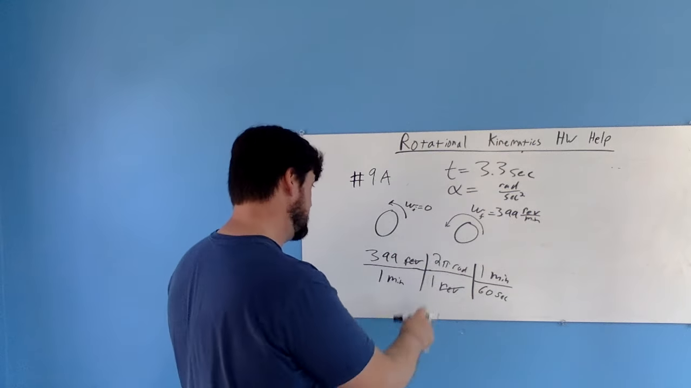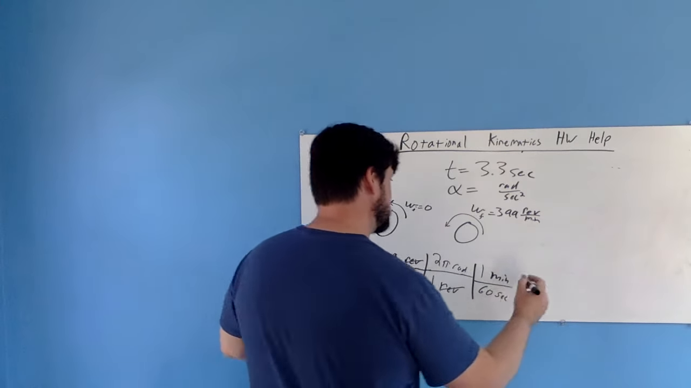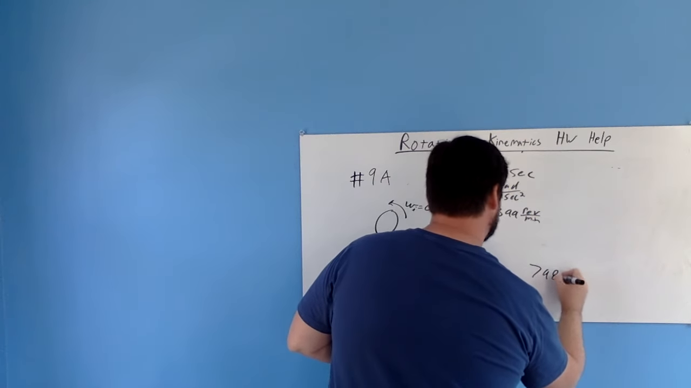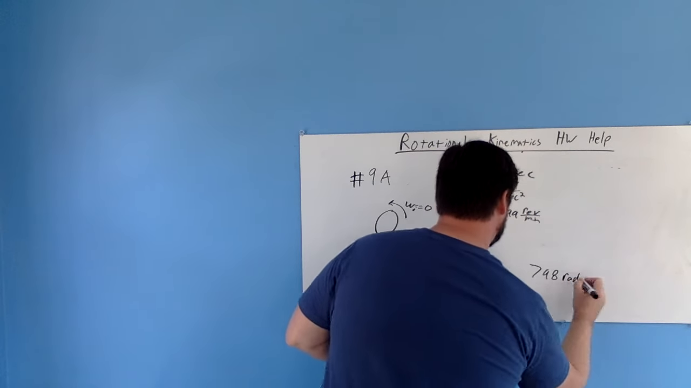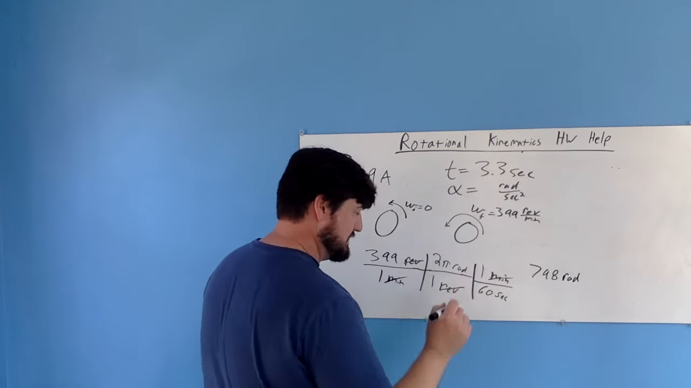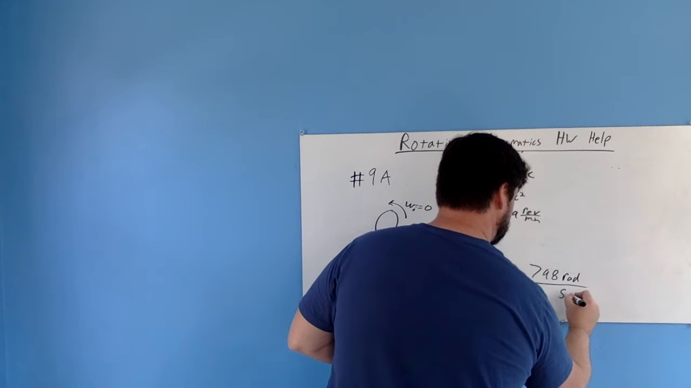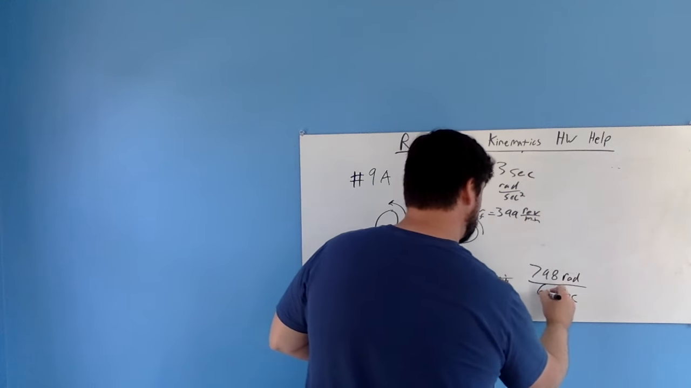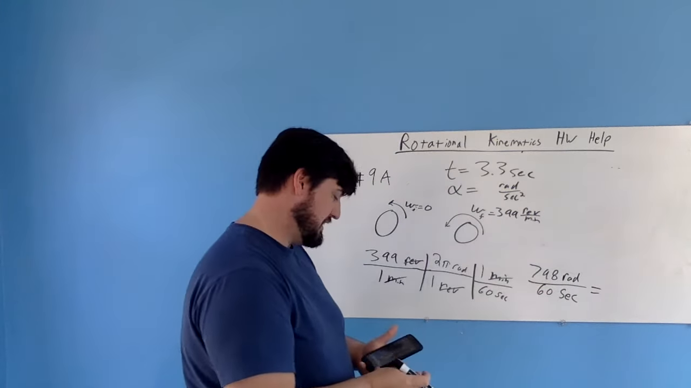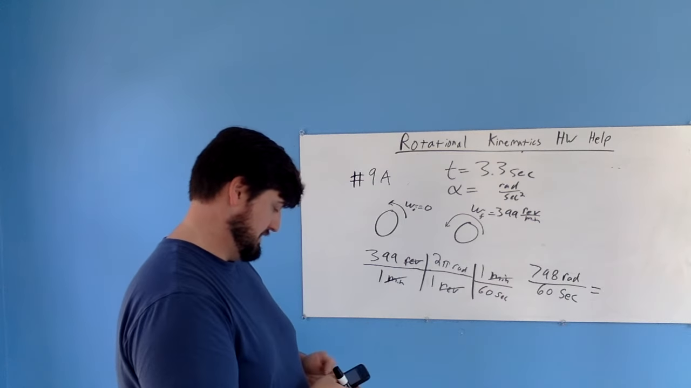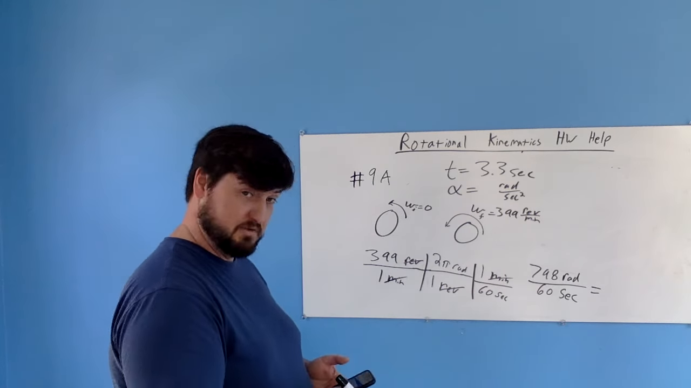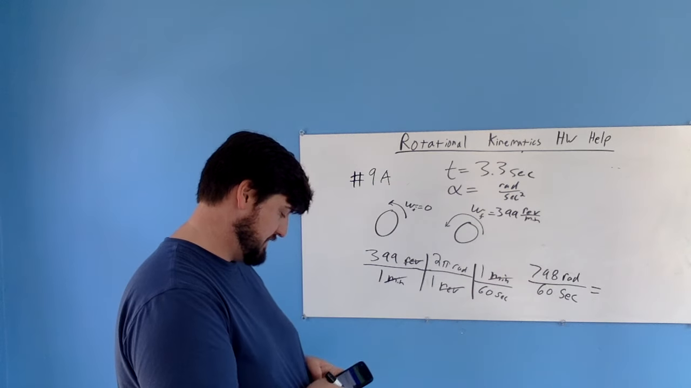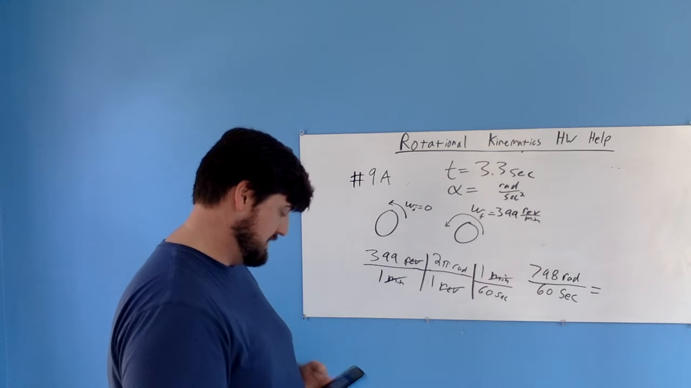What is that? It's going to be 798 radians. And I see I was being lazy. I forgot to cancel out my minutes there. Over some number of seconds, over 60 seconds, right? So 798 divided by 60. Walk through it with me here. You guys can do this at home, right? But we get 798 divided by 60. We get 13.3.